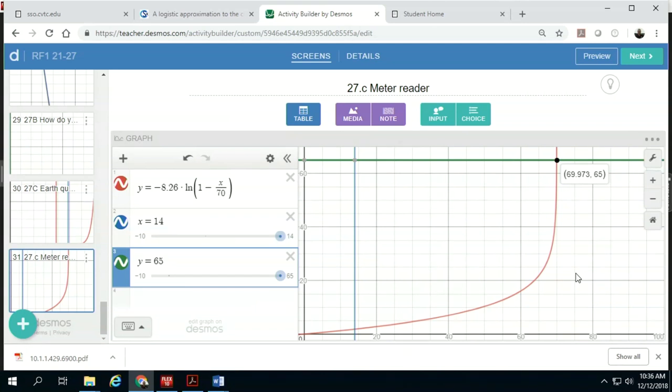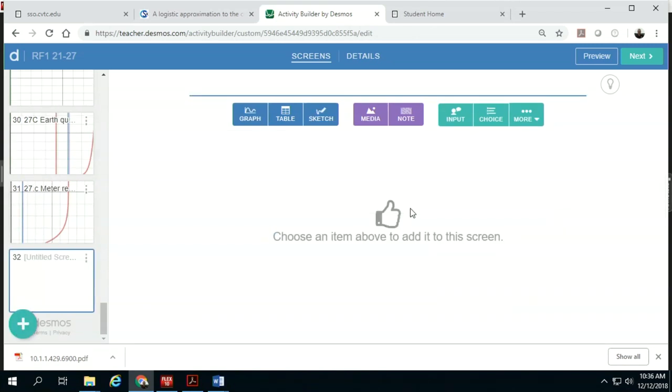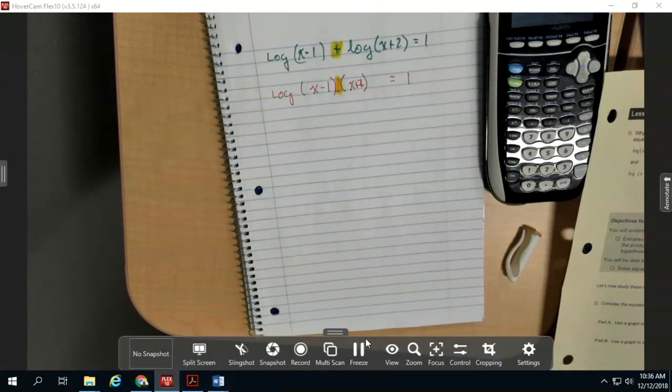Let's graph that equation. Oh, you guys, I'm sorry, I wasn't showing you that, was I? Let's graph that first equation.